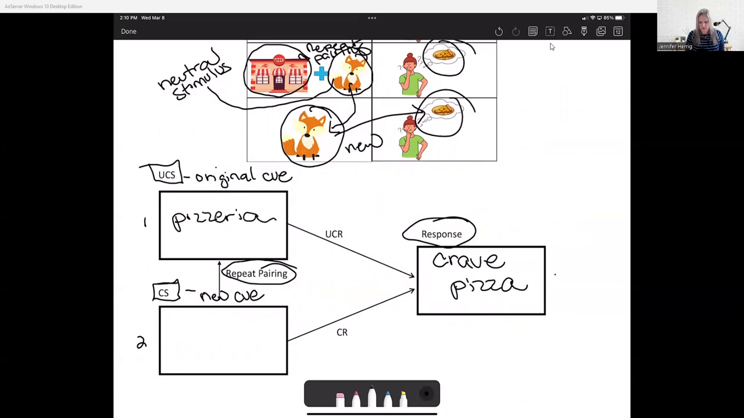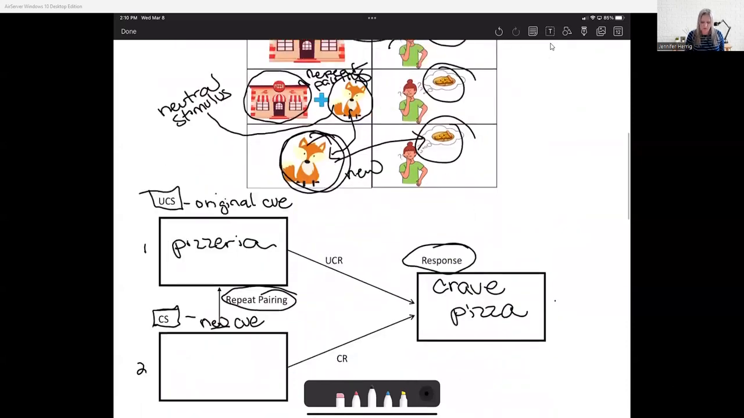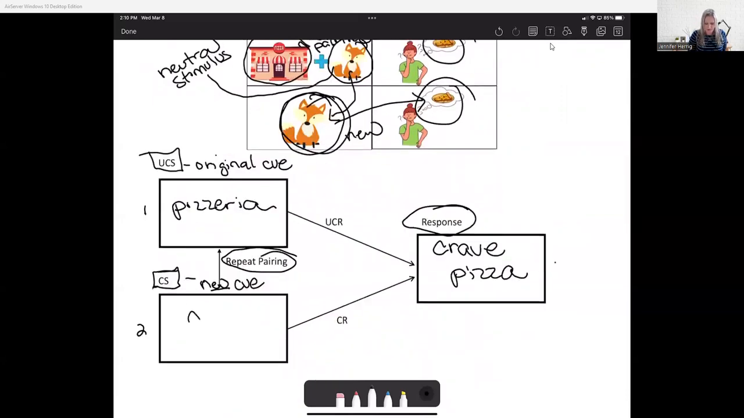And then, to determine the conditioned stimulus, we ask ourselves, what is the new cue that leads to Samantha craving pizza? And we can go back up here and we see that she now begins to automatically crave pizza when she sees a fox. So seeing the fox, as we know, is our new cue. So the fox becomes the new cue to lead to her pizza craving.